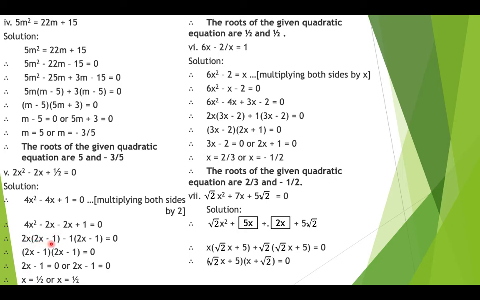So it will be 2x into 2x minus 1, and over here it is minus 1 into 2x minus 1. Now you observe this, both of them are the same, so it is right. Over here 2x minus 1 into 2x minus 1 is equal to 0. So we are going to get 2x minus 1 is equal to 0 or 2x minus 1 is equal to 0. Therefore x is equal to half or x is equal to half. Therefore the roots of the given quadratic equation are half and half.